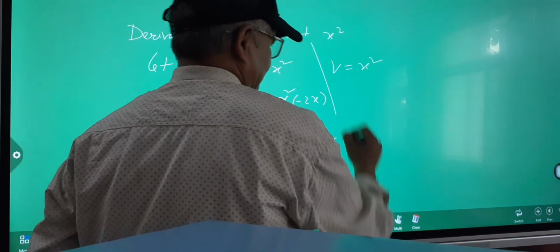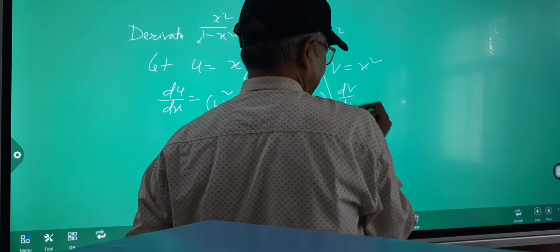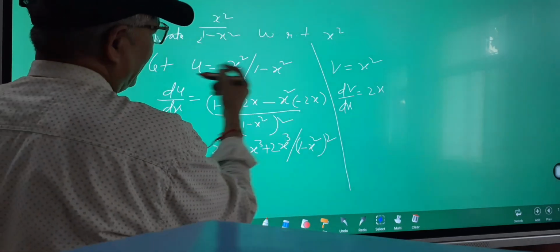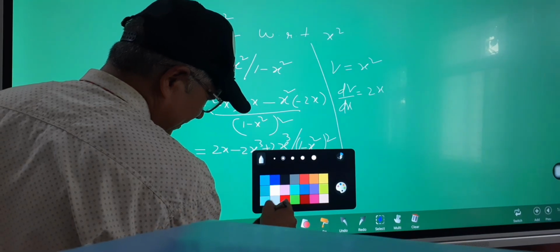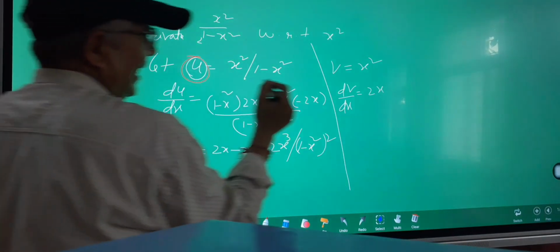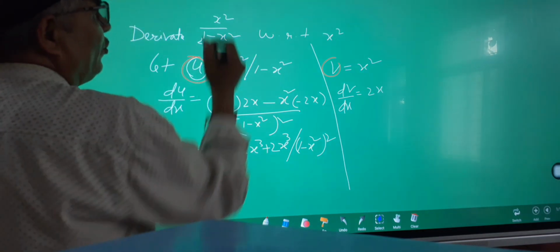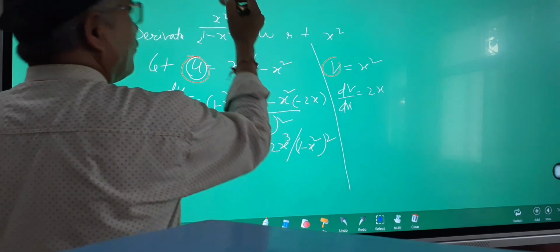अब इसकी बात ऐसा इज वेरी सिंपल. dv upon dx is equal to 2x. So now what do we learn? u and v are there. u is one function. This is u and this is v. So what do we need? We need du upon dv. With respect of this we have to find out. So v नीचे आना है.